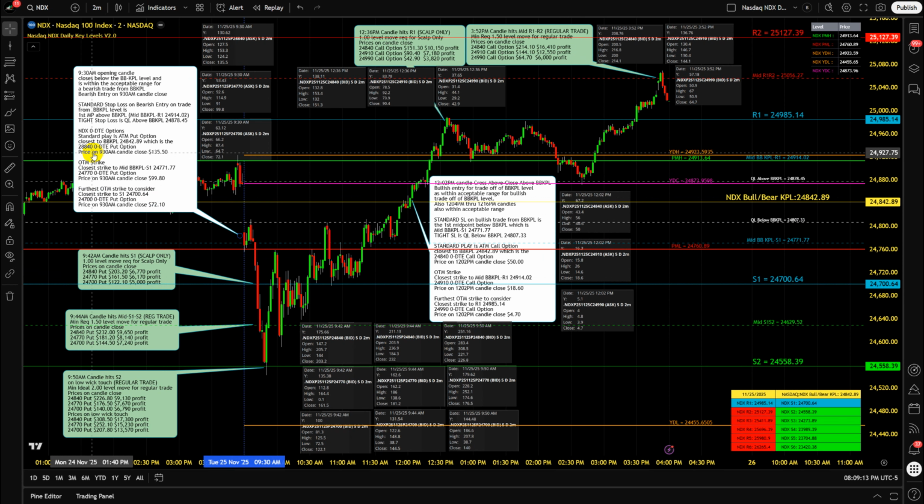Now here are the prices on the candle close. As you can see here, we have the ask of 135.50 on the at the money, 99.80 on the first out of the money, and 72.10 on the furthest out of the money. So keep in mind, these options are a lot more expensive than the SPX options.